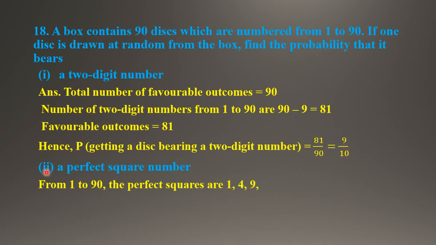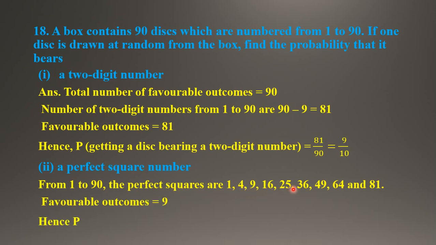What is the second question? We have to find the probability of a perfect square number. Therefore we have to find the perfect square numbers between 1 and 90. These are 1, 4, 9, 16, 25, 36, 49, 64 and 81. These are 9 numbers, and the probability of getting a perfect square is 9 upon 90, which is 1 upon 10.